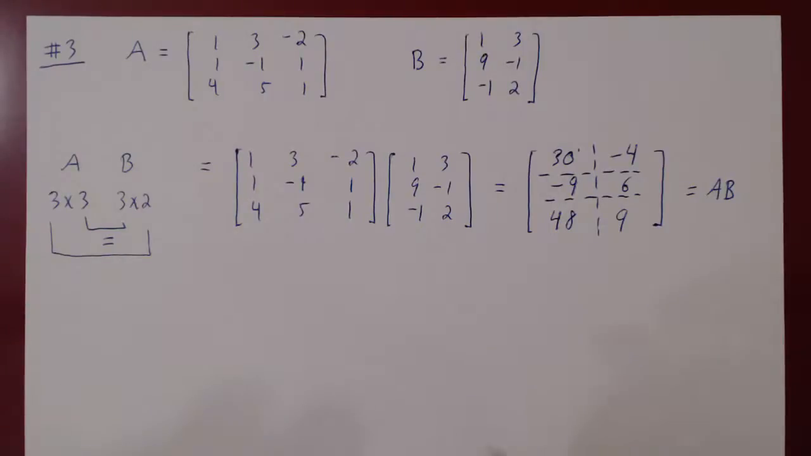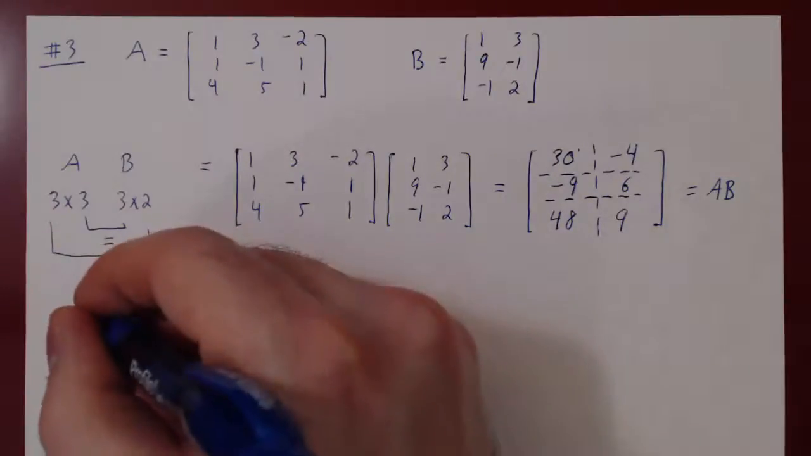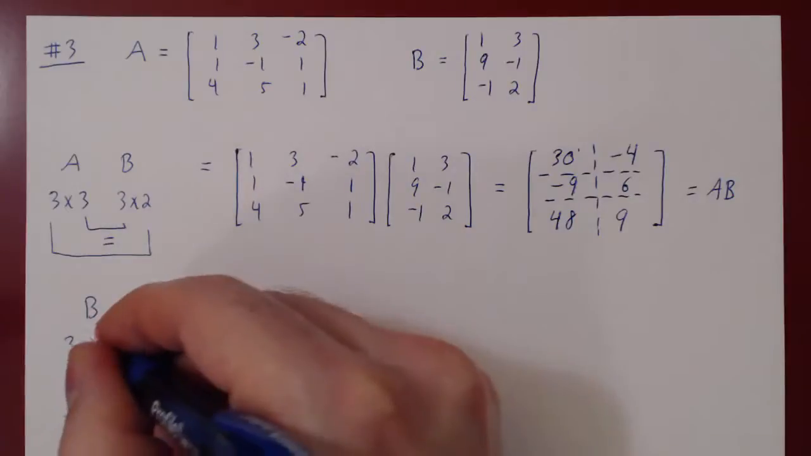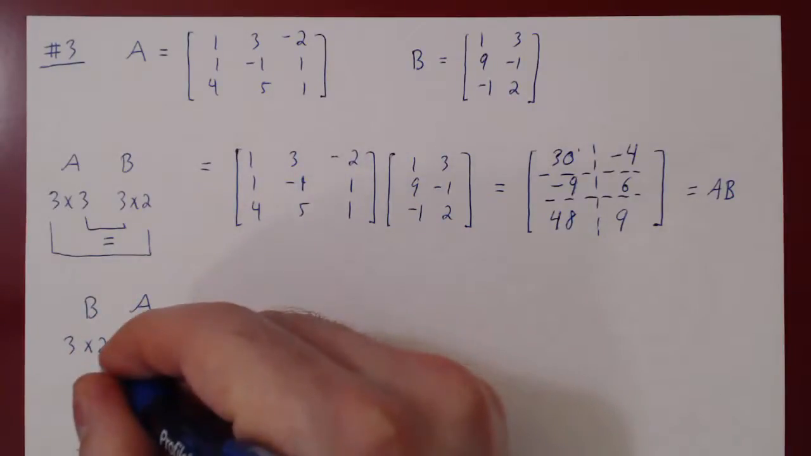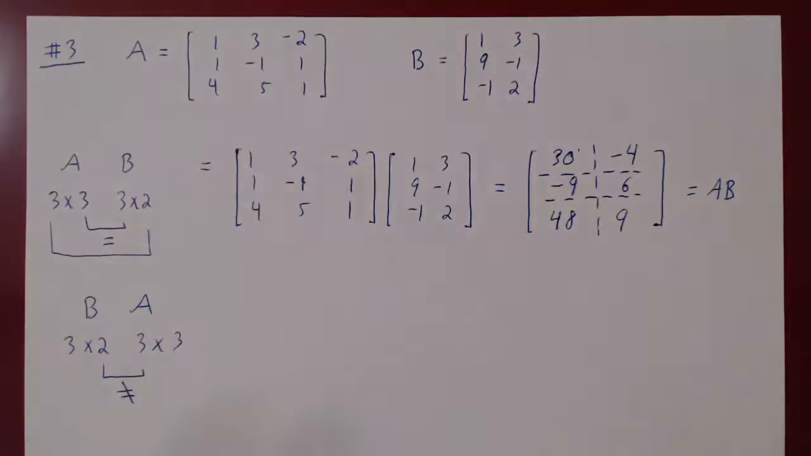Let's now ask, can we multiply B times A? Well, B is a 3 by 2, A is a 3 by 3, but the number of columns of B does not equal the number of rows of A. And so the multiplication is not defined. B times A does not exist.